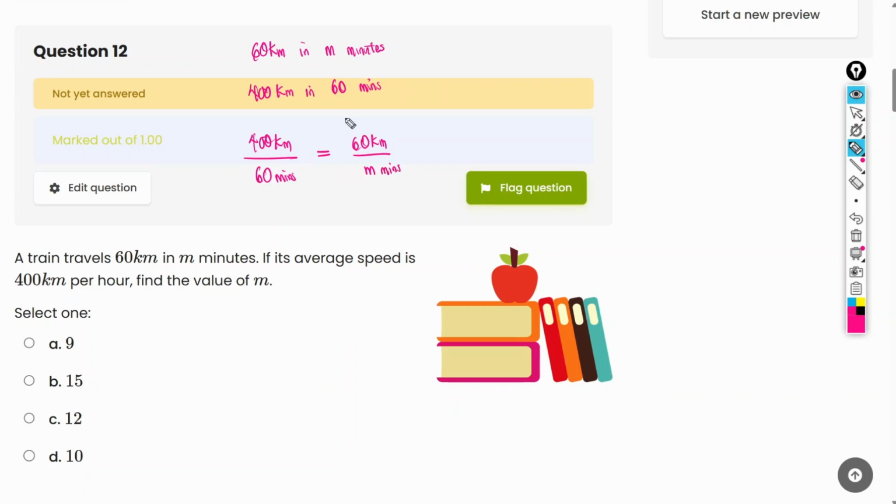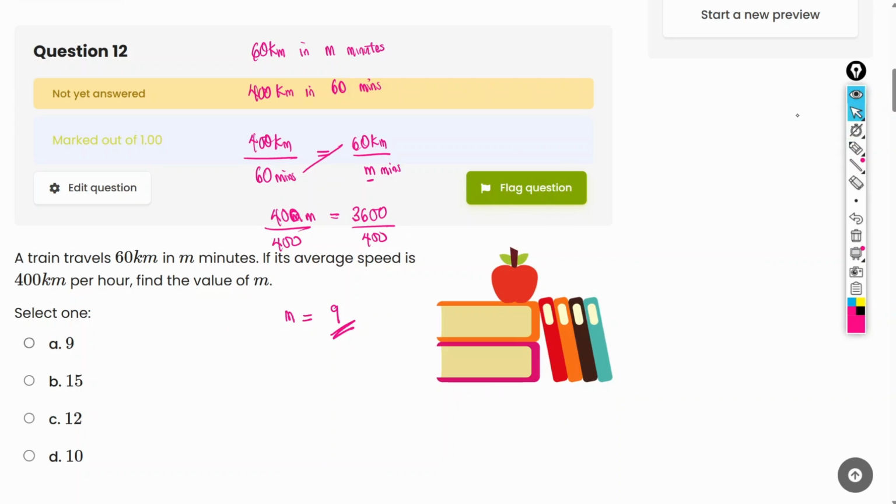This is just doing proportions. So cross multiply however you do that. We'll have 400 times this m value is equal to 3,600. I got 3,600 by doing 60 times 60. To get m, I divide both sides by 400. M would equal 9. So that's 9 minutes.